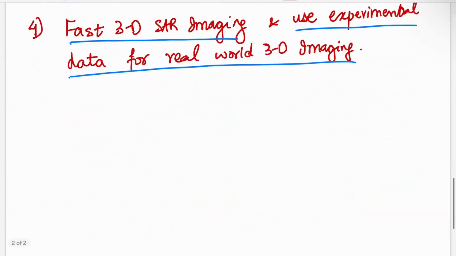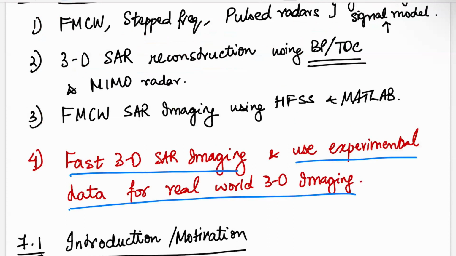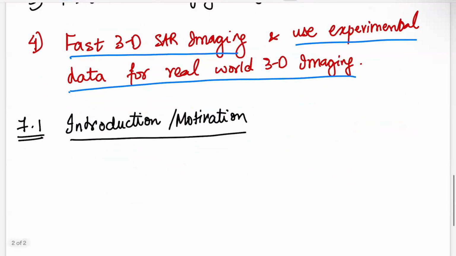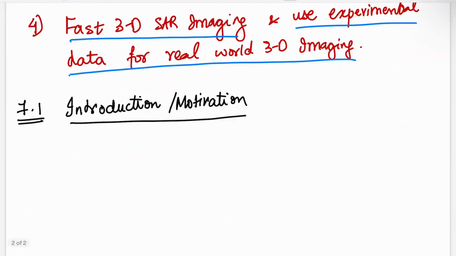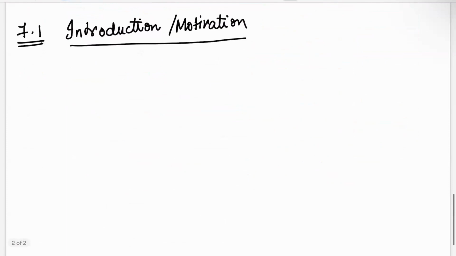So that's sort of the review. 7.1 is let's motivate why we need a fast algorithm. You may say, what's the point of this since we already have back projection and time domain correlation? Why do we need something else for 3D SAR reconstruction or 3D SAR imaging? The answer is if you want to do high resolution millimeter wave imaging, then back projection is actually very slow. So let's take an example. The best way to learn is, in my opinion, through examples.